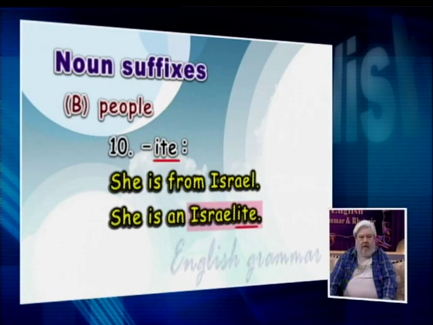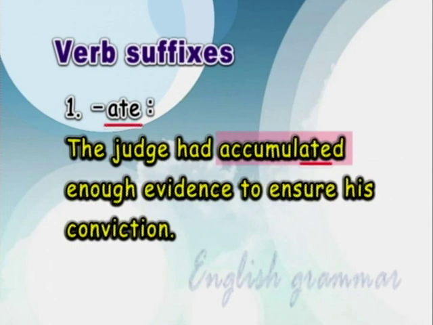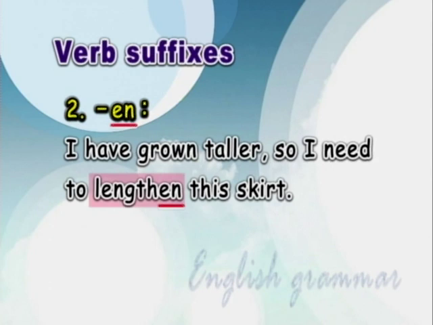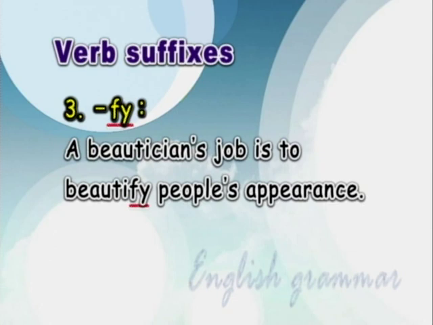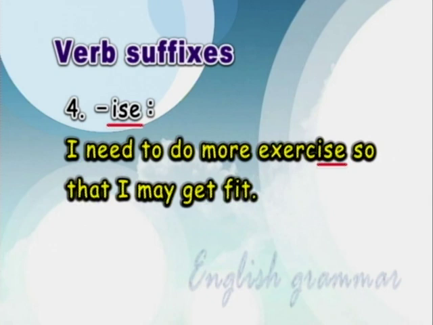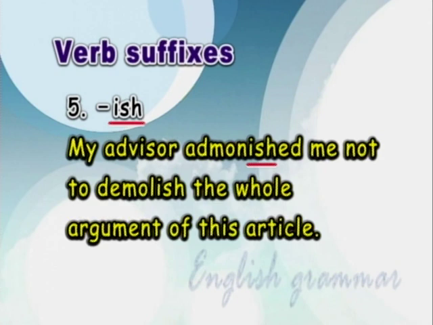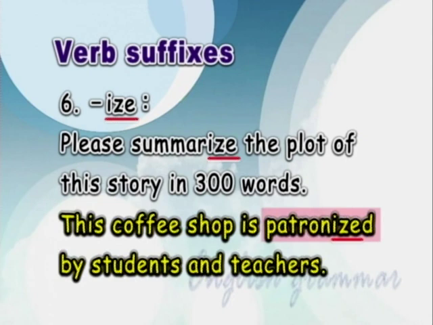Verb suffixes. A-T-E. The judge had accumulated enough evidence to ensure his conviction. E-N. I have grown taller, so I need to lengthen this skirt. F-Y. A beautician's job is to beautify people's appearance. I-S-E. I need to do more exercise so that I may yet get fit. I-S-H. My advisor admonished me not to demolish the whole argument of this article. I-Z-E. Please summarize the plot of this story in 300 words. This coffee shop is patronized by students and teachers.